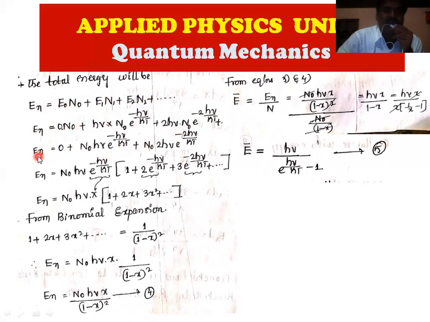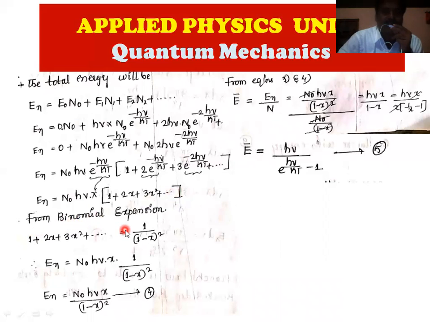Then finally, En will be equal to N0 h nu. The e to the power minus h nu by kT we are taking as a common factor, and that value we are substituting as x. So you get 1 plus 2 e to the power minus h nu by kT, which again we substitute as x, plus 3 e to the power minus 2 h nu by kT plus so on. So in the bracket you get, with e to the power minus h nu by kT as x, 1 plus 2x plus 3x square plus and so on.